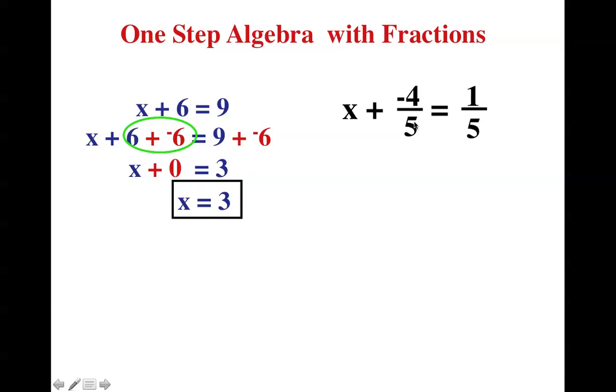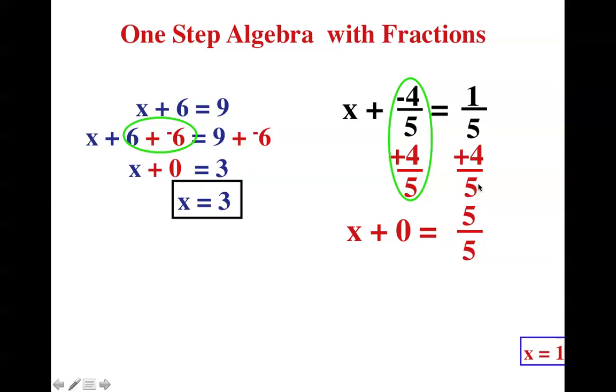How am I going to get rid of the negative 4/5? Well, I'm going to add its opposite, positive 4/5. Notice negative 4/5 plus positive 4/5 equals 0. And now I'm just left with this problem. 1/5 plus 4/5 equals 5/5, which equals 1.